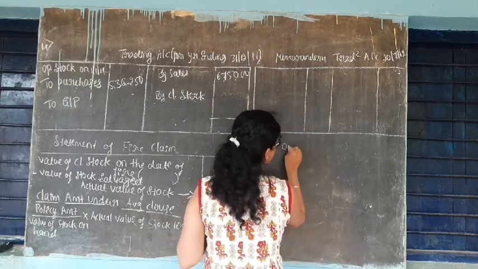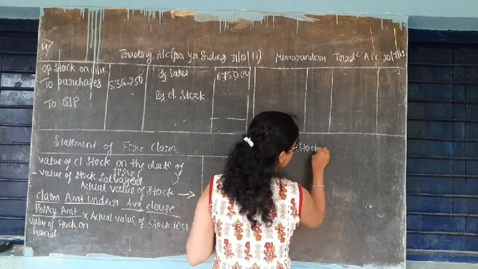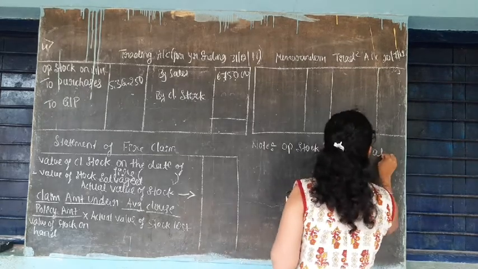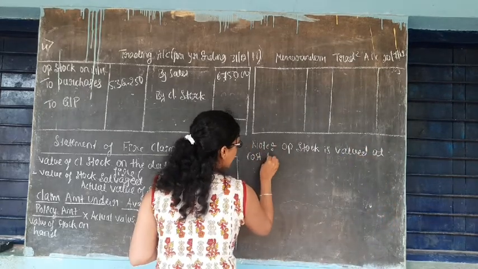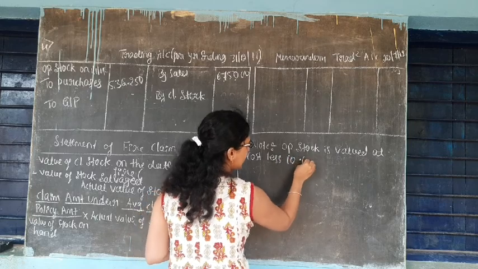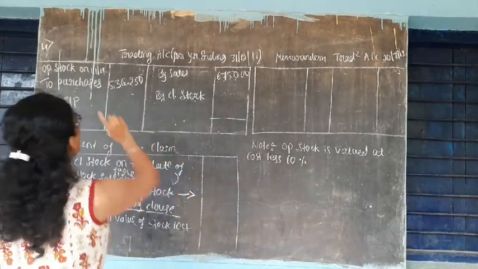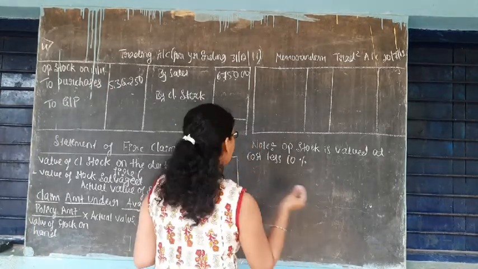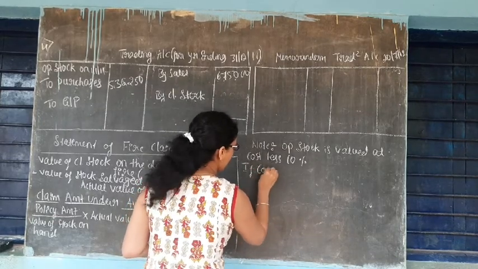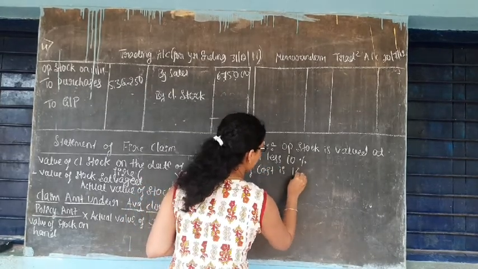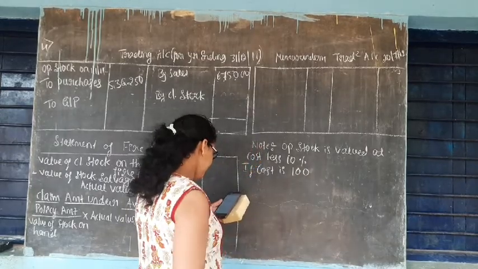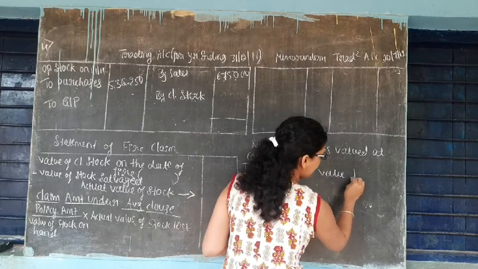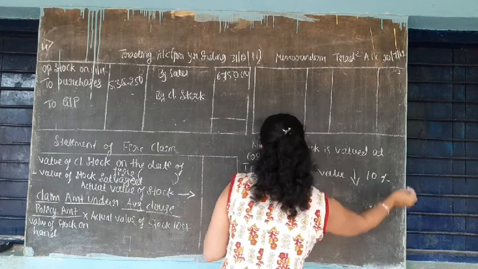Here the opening stock is valued at cost less 10%. It's given in the question that they value the opening stock at cost less 10%. So think, if cost is 100 rupees, and the value is reduced by 10%.